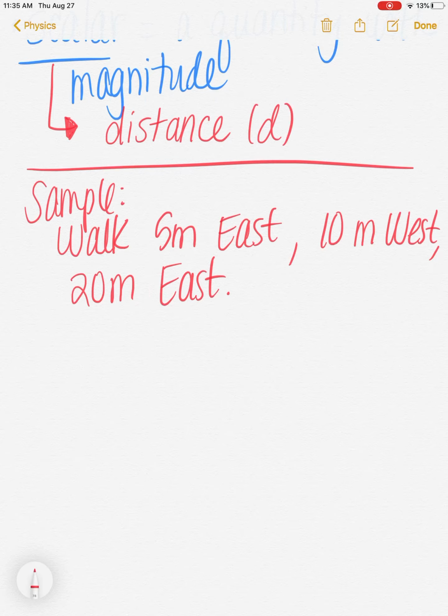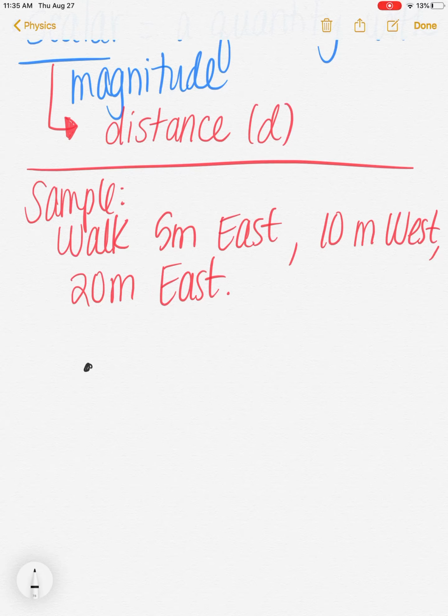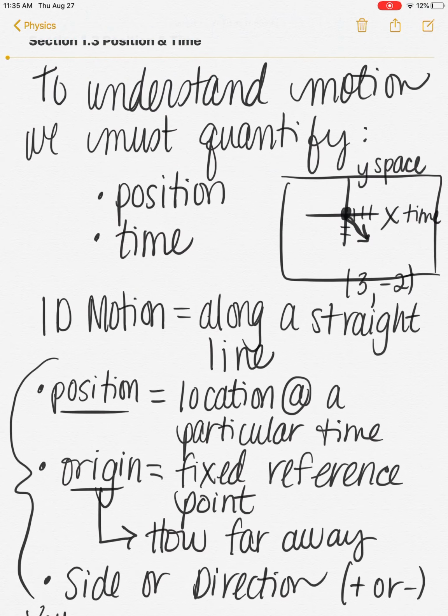Like maybe you're trying to get to your neighbor's house, so you walked 5 meters to the east, realized that you forgot something up in your room that you needed to take with you, so you turn around and come back 10 meters to the west, and then you turn back around with the object you forgot and head to your neighbor's house. When we're dealing with these problems, it's really important to draw a graph. So I'm going to say this point right here is my origin.